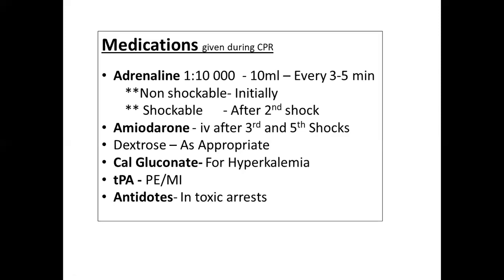And if the patient is getting a cardiac arrest following pulmonary embolism or MI, we give tPA, that means tissue plasminogen activator, thrombolysis, during the cardiac arrest. And if the cardiac arrest is due to some toxins, we are going to give antidotes during the cardiac arrest. So those are the basic medications we give during the cardiac arrest.